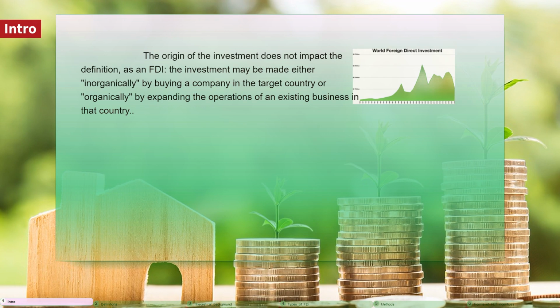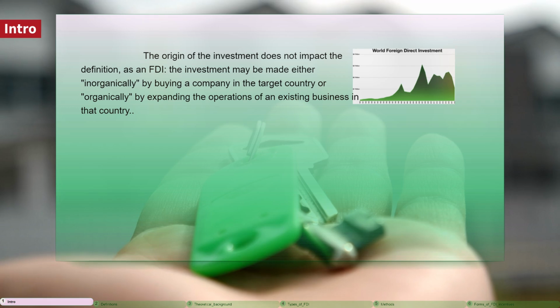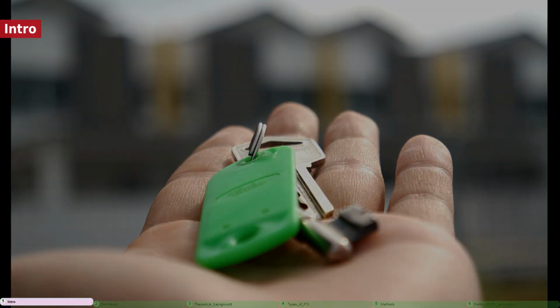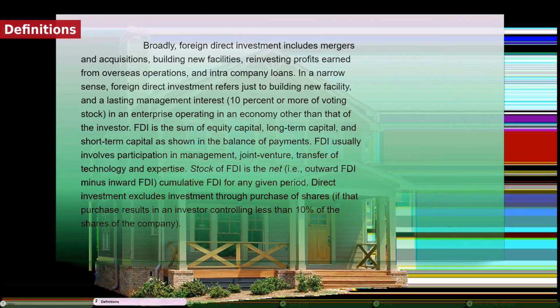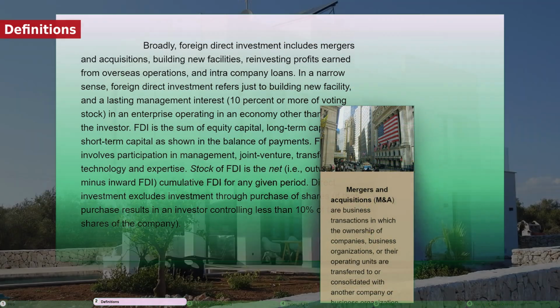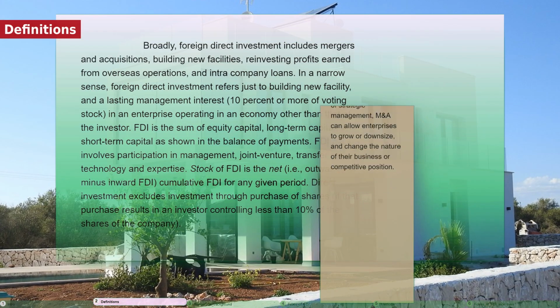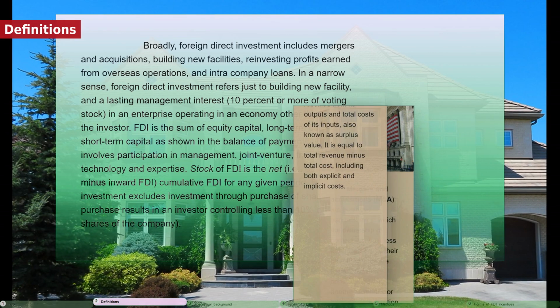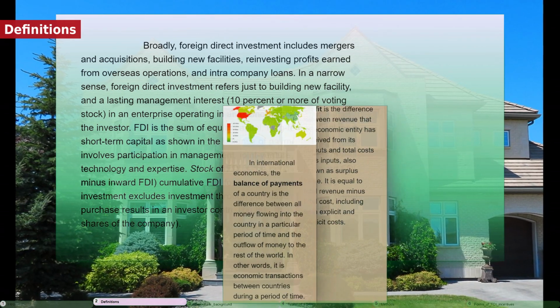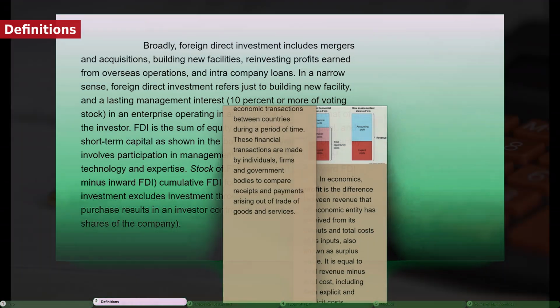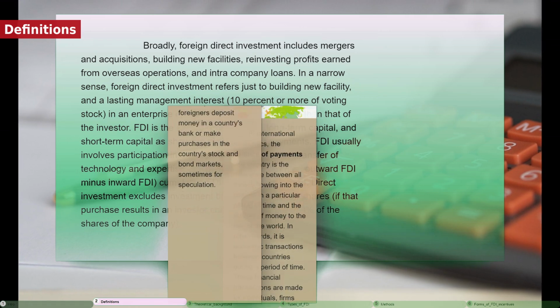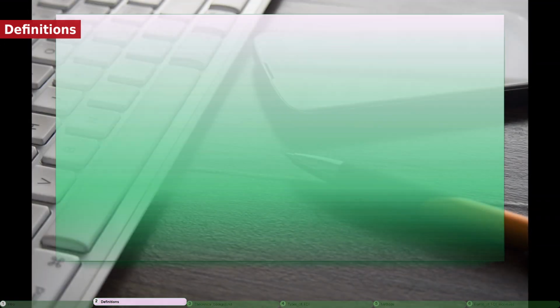So it's more about having direct influence and management? Yes, it's about control and ownership, and that control can manifest in various ways. Broadly, foreign direct investment includes mergers, acquisitions, and establishing new facilities while allowing for reinvestment of profits and intracompany loans. Interesting. So it includes both acquiring existing businesses and starting new ones? Correct. In a narrower sense, FDI focuses on building new facilities and maintaining a lasting management interest in enterprises in other economies. And remember, FDI comprises equity capital, long-term and short-term capital.